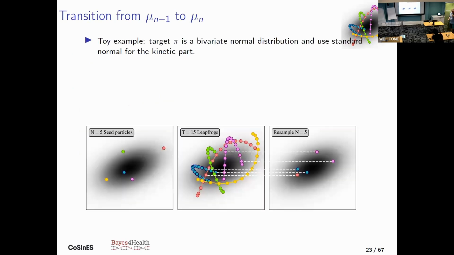Okay, something a bit more concrete. We are in the scenario where pi is a bivariate normal distribution and the kinetic part is a Gaussian, as usual. So this is our bivariate distribution.